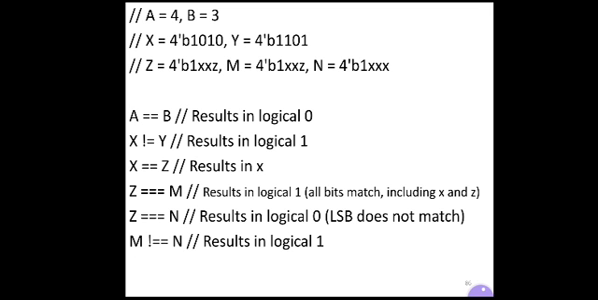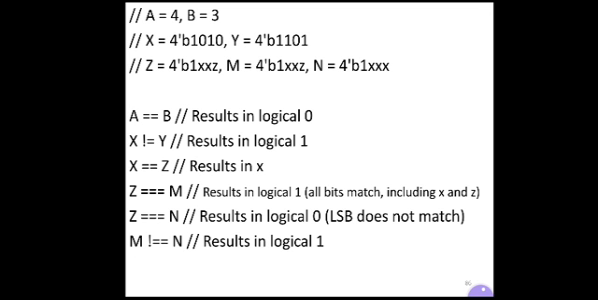Now we will check the equality operators with this example. First one is A equal to B. Observe the A and B values. A is 4, B is 3. So A is not equal to B here, so the result is false. The result will be logical 0. Next, X is not equal to Y. X is 1010 and Y is 1101. They are not equal and we are comparing not equal. X is not equal to Y, yes, it is true. So the result will be logical 1.